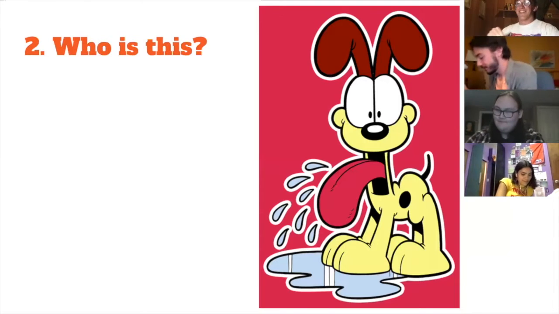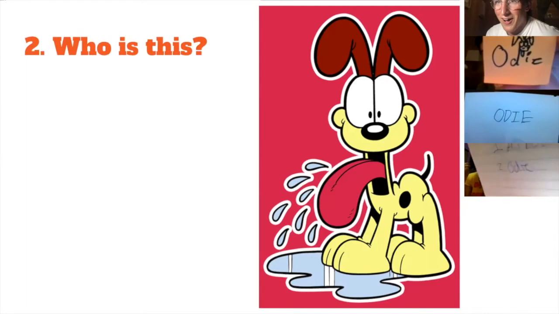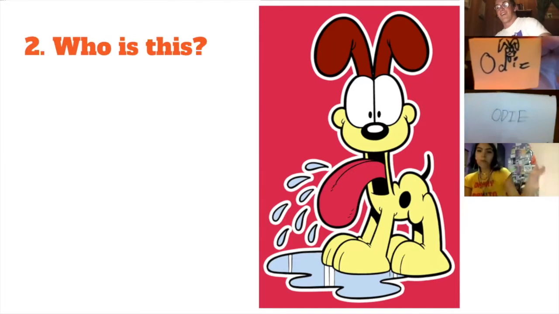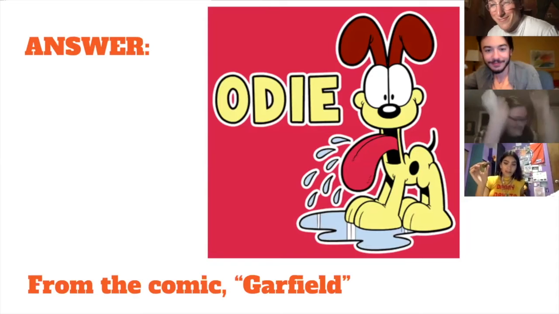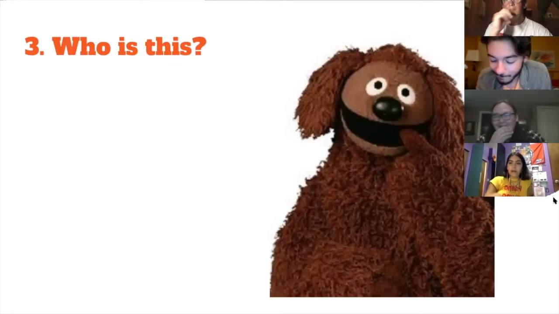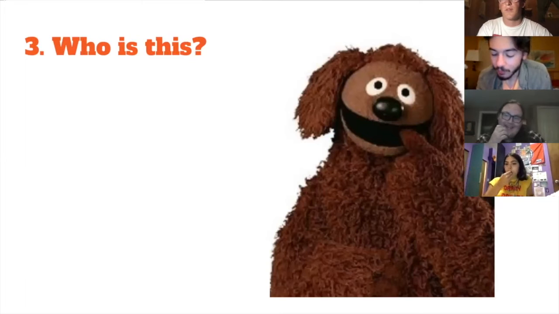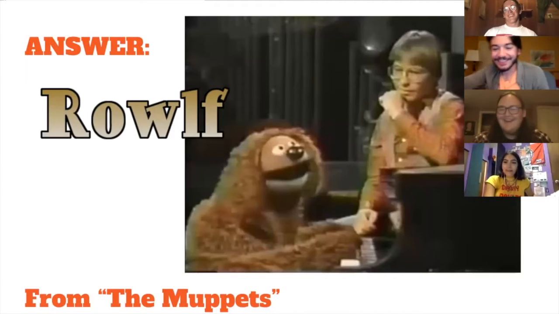Who is this? Okay. Oh, I can see the gears turning. Let's see. I tried to draw him. Odie, and Odie. Very good, because the answer was Odie from the comic Garfield. Who is this? I don't know how to spell it, but I tried. I don't remember his name. Rolf. Oh, I spelled it right. I should get an extra point because I spelled it Rolf!